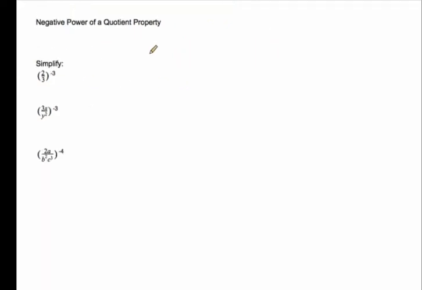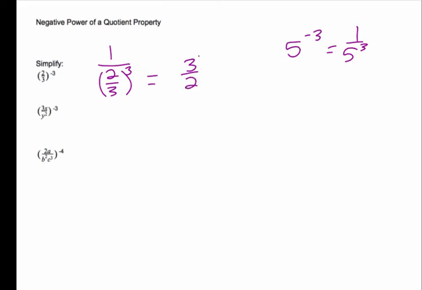This is negative power of a quotient. So this is really just combining a couple of things that we talked about already. So remember, when I have a negative exponent, let's review. If I have 5 to the negative third power, that is equal to 1 over 5 cubed. Okay, so what is 2/3 to the negative third power? It's equal to 1 over (2/3) cubed. All right. If I divide by a fraction, that is the same as multiplying by the reciprocal. We talked about that earlier also. So this is going to be the same as (3 over 2) to the third power.